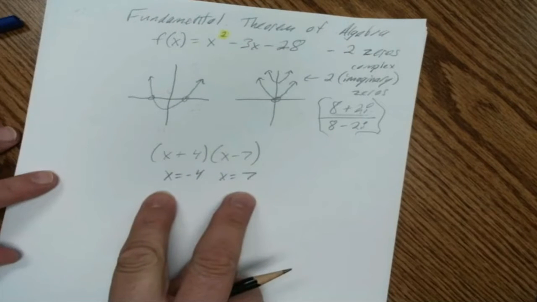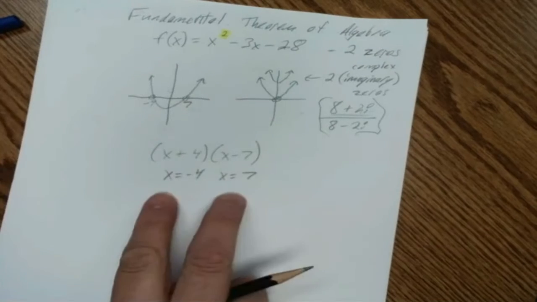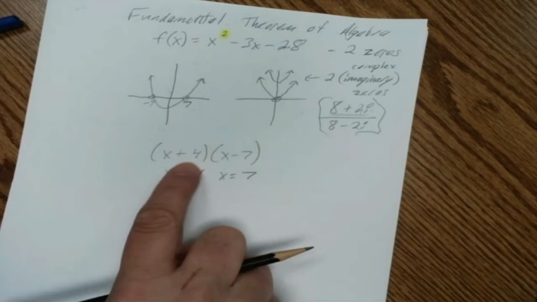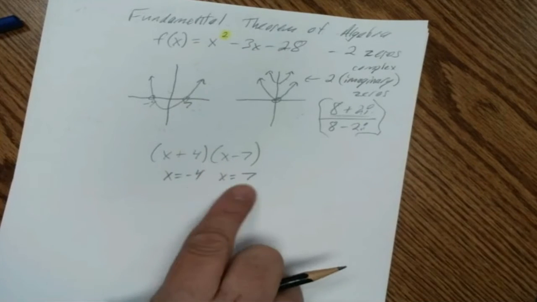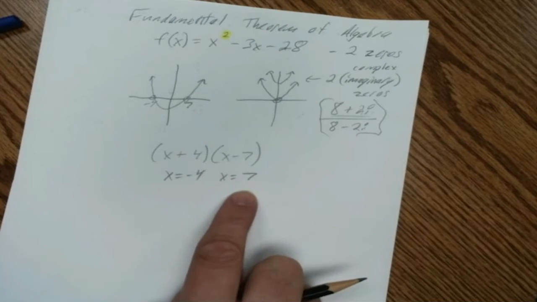That's the two zeros. This will be at negative 4. This will be at 7 if we graphed it. Because negative 4 plus 4 is 0, and 7 minus 7 is 0. All right, so we know that this would equal these two zeros.